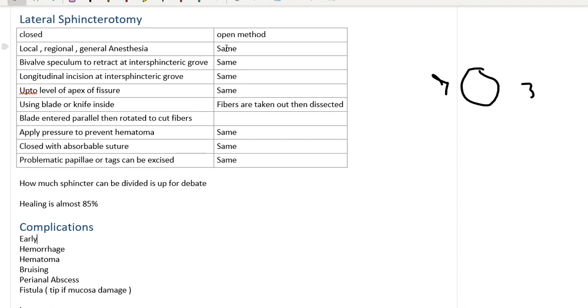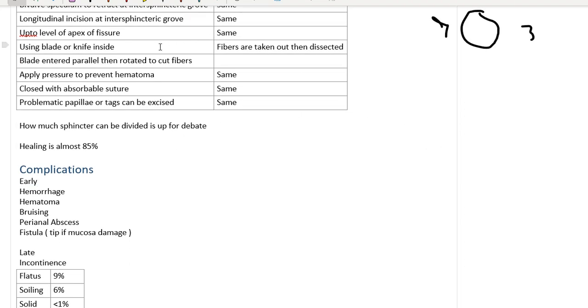And in open method usually, the fibers are taken out from the incision site and then they are dissected, and all the steps are the same. After the cutting, pressure should be applied to prevent the hematoma, and the incision should be closed with absorbable suture. And if there are skin tags present, for example, if this is a chronic anal fissure and a skin tag is present, you should perform lateral sphincterotomy over here, and you should remove the excess. It will provide psychological comfort to the patient.